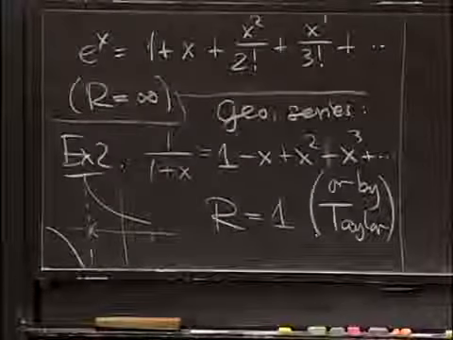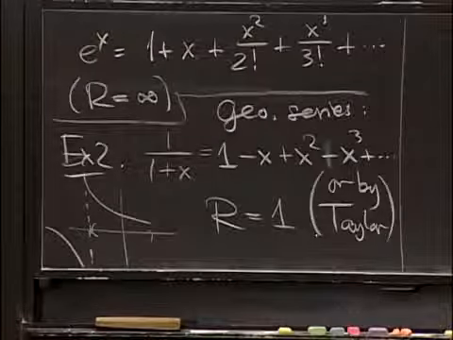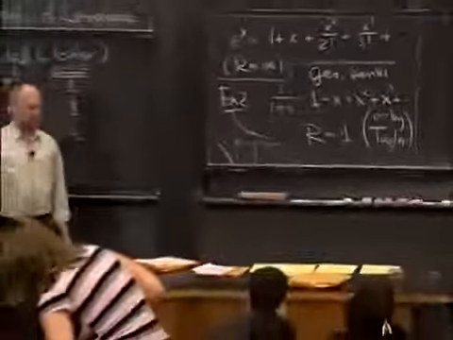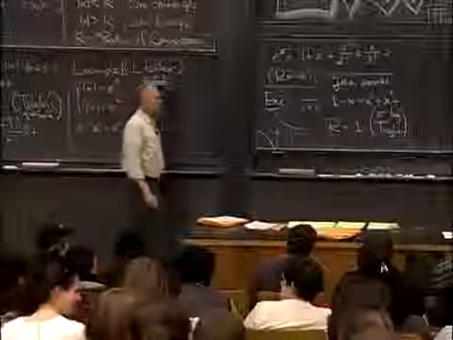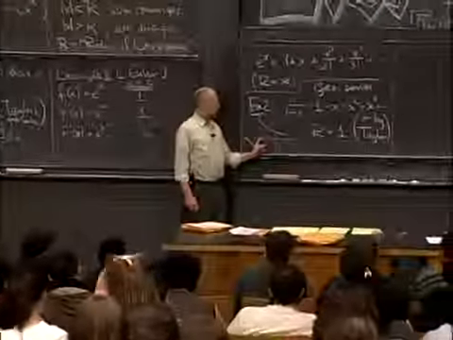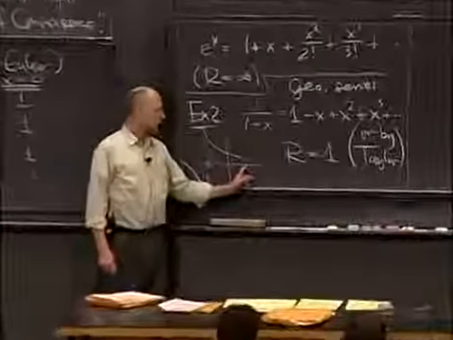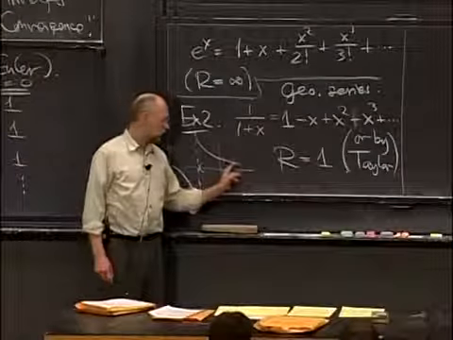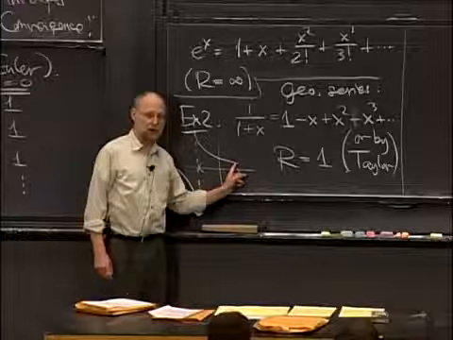Yes, sir? The radius of convergence, I see that if you do minus 1, it'll blow up. If you put in 1, though, it seems like it would be fine. The question is, I can see that there's a problem at x equals minus 1. Why is there also a problem at x equals 1 where the graph is perfectly smooth and innocuous and finite?